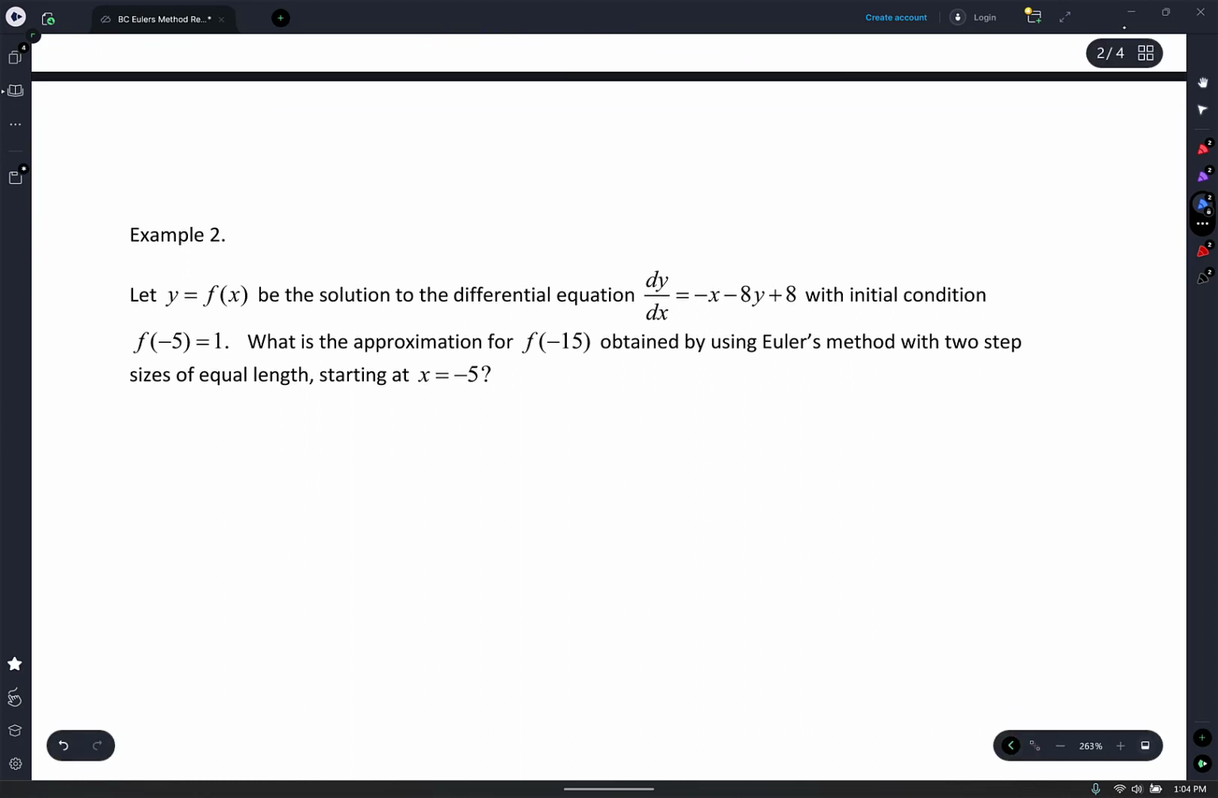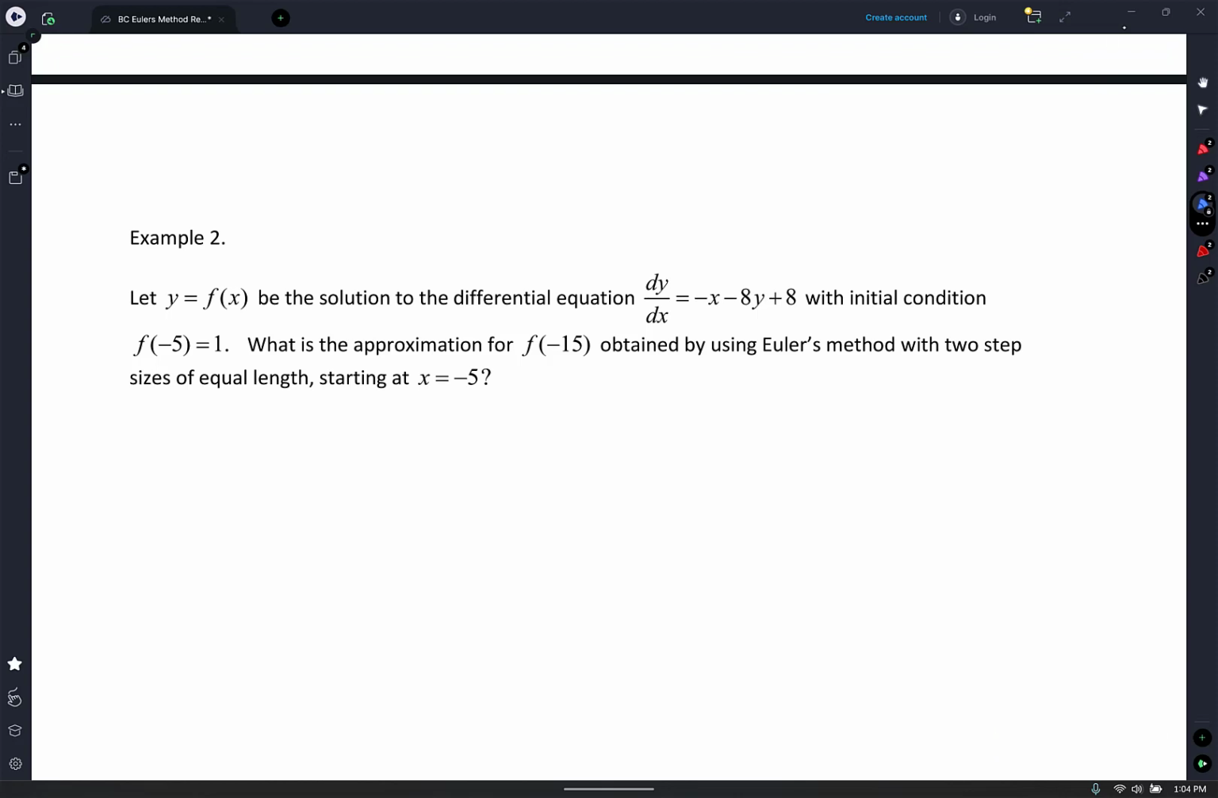Alright, so same thing we're going to do. Let y equals f of x be the solution for the differential equation dy/dx equal to negative x minus 8y plus 8 with the initial condition f of negative 5 is equal to 1. So I'm going to write that down. That's our initial point. What is the approximation for f of negative 15 obtained by using Euler's method with two steps of equal length, starting at x equals negative 5?